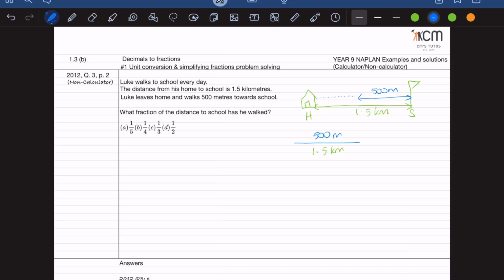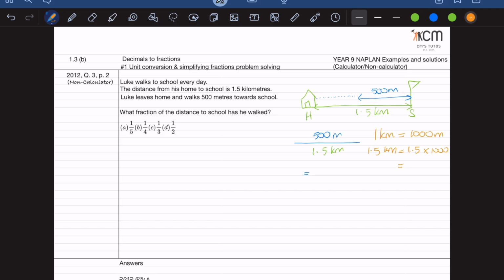When we do a fraction, we need to note that we need to have the same unit so that we can simplify our fractions. So to have the same unit, we need to convert our kilometers to meters. If we have the bigger number to work with, it is so much easier to simplify it. So we know that 1 kilometer is equal to 1,000 meters. 1.5 kilometers means 1.5 multiplied by 1,000.